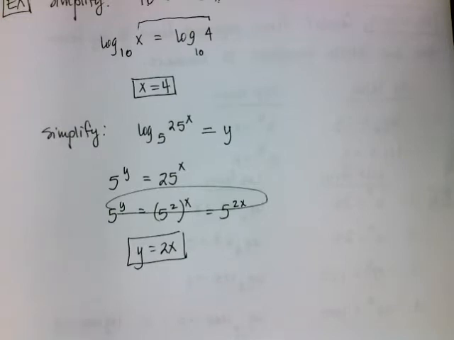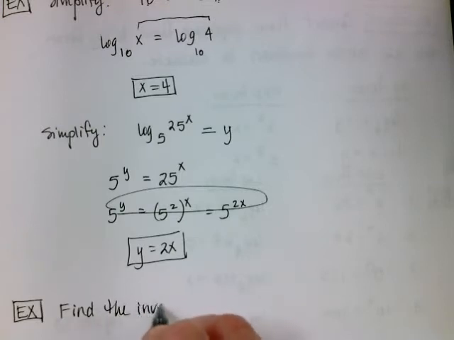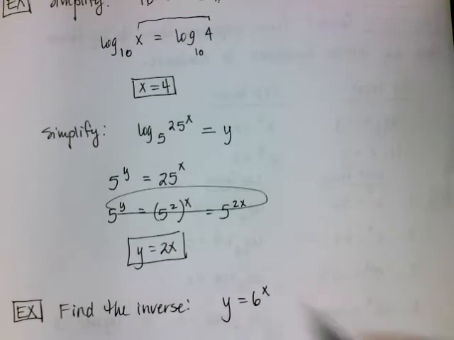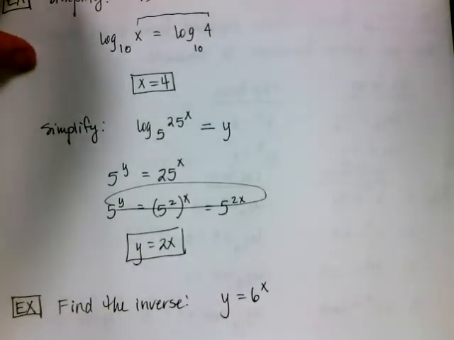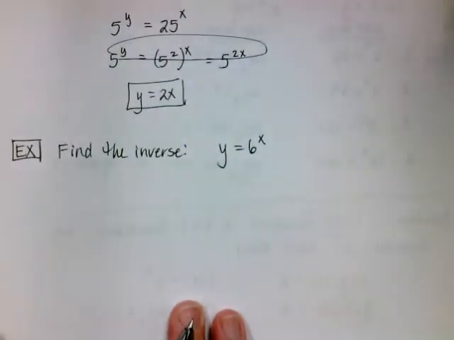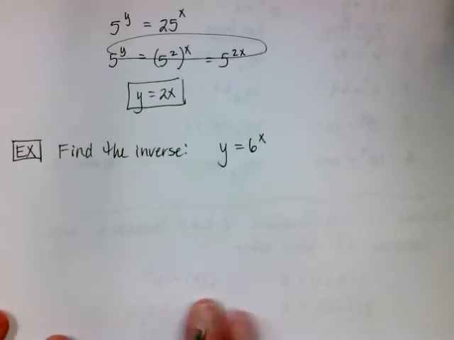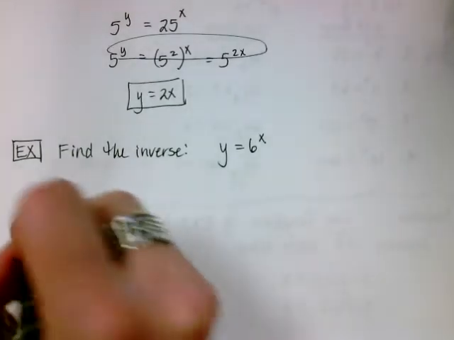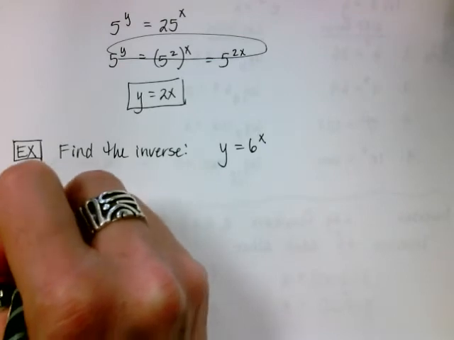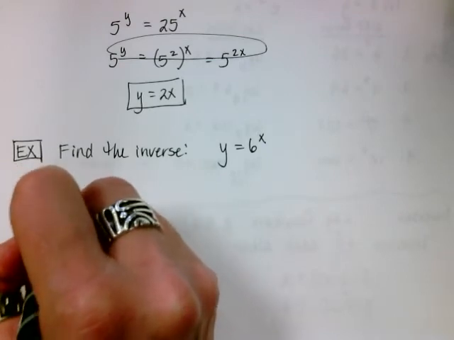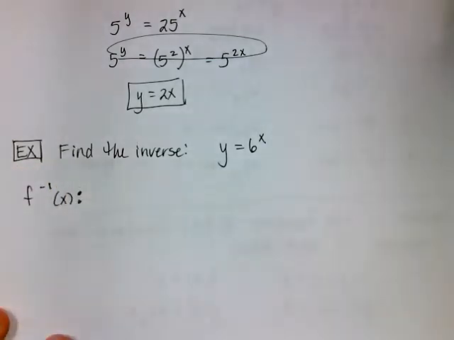Now I'm going to show you an example of the inverse. I want you to find the inverse, and you're going to be given y is equal to 6 to the x. If you'll remember, when I'm trying to find an inverse, I flip-flop my x and y and solve for y. So I'm going to write f to the negative 1 of x, and that's going to be where I do my work.